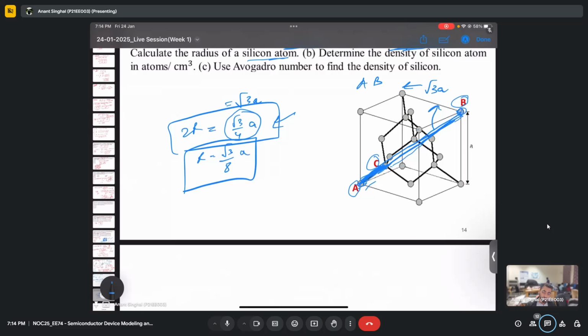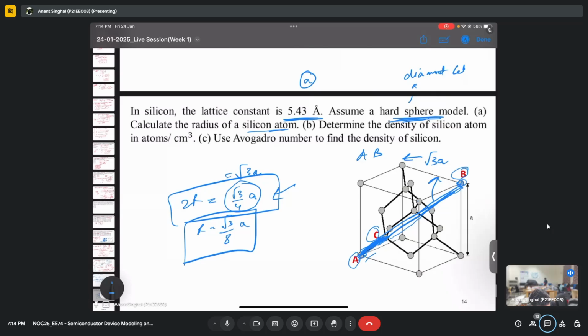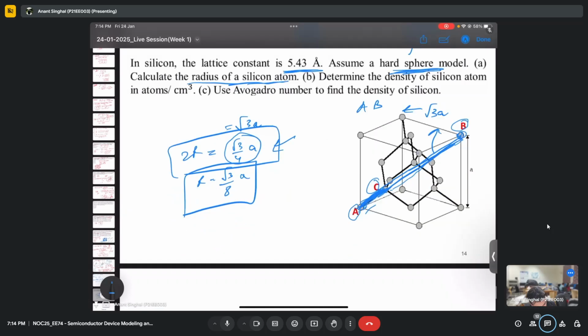Yes, sir. Okay, fine. So A is already given. The first part is we need to calculate the radius of the silicon atom. So R is root 3 by 8 times A. A is 5.43 angstrom. So this is 1.176 angstrom if you calculate.